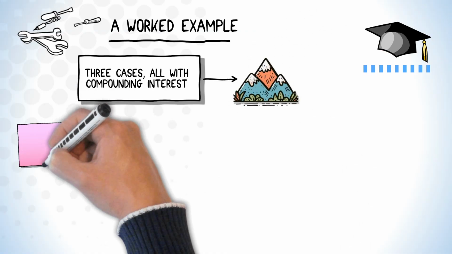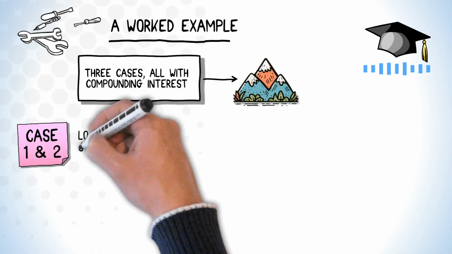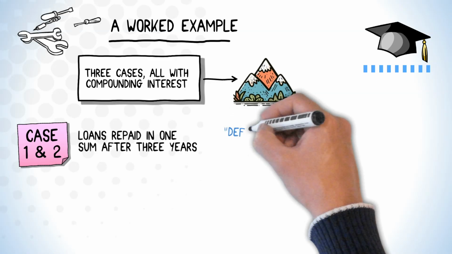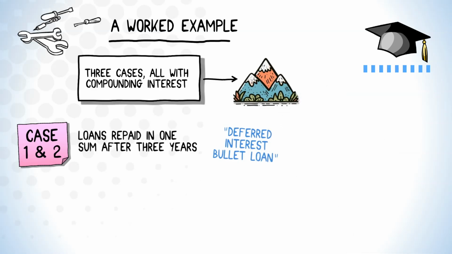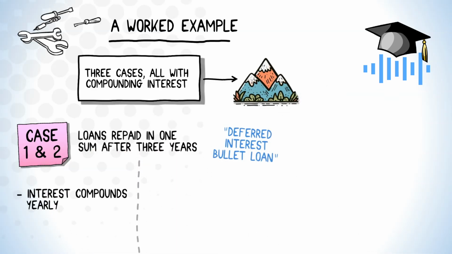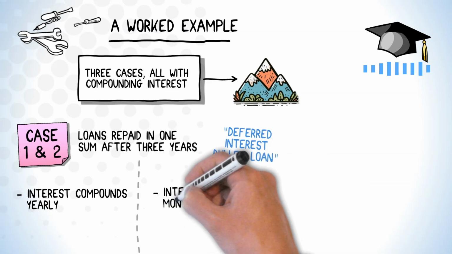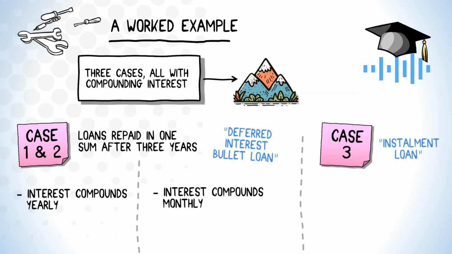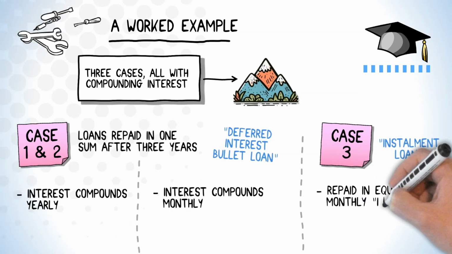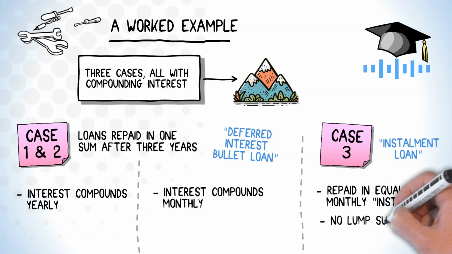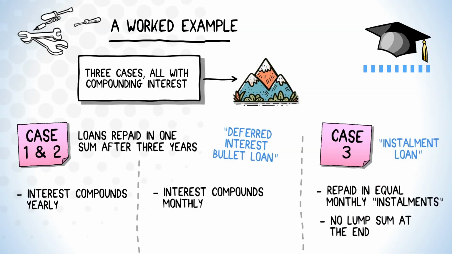The first 2 cases are loans which have to be repaid at maturity after 3 years in one big sum, including the principal and all interest. This is known as a deferred interest bullet loan. In the first case, we'll assume that interest compounds yearly. In the second case, we'll have monthly compounding. The third case is an installment loan in which the principal is repaid together with the interest in equal monthly installments during the 3 years, so there is no lump sum to be repaid at the end.